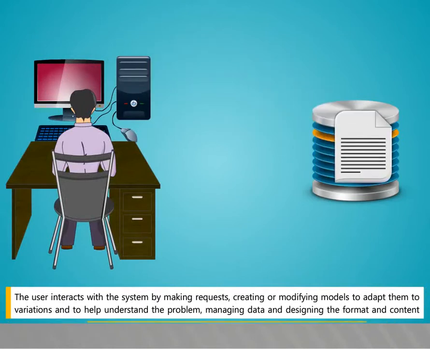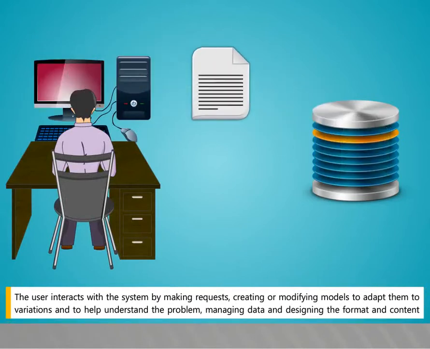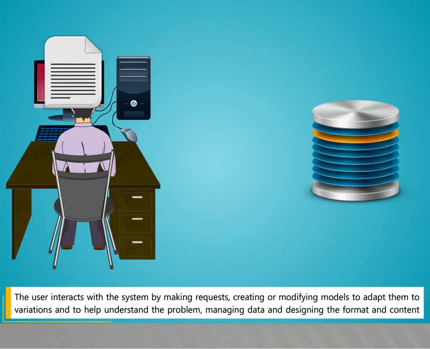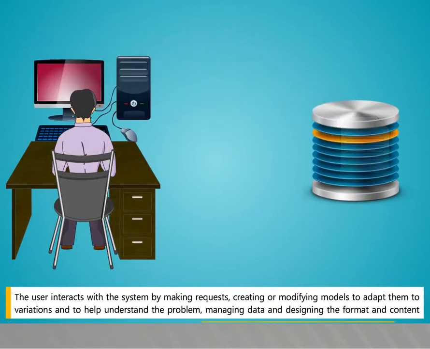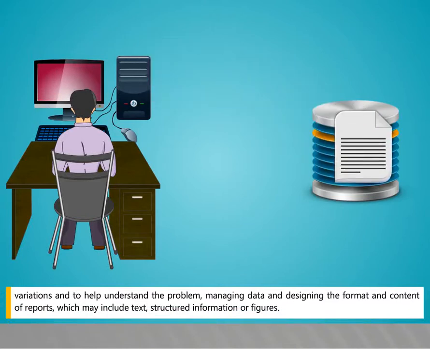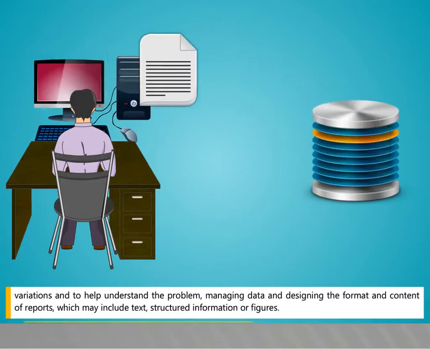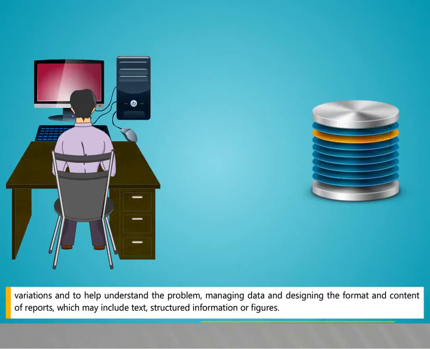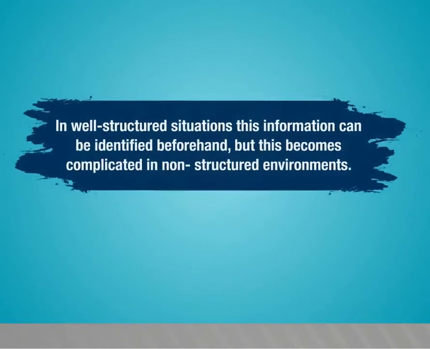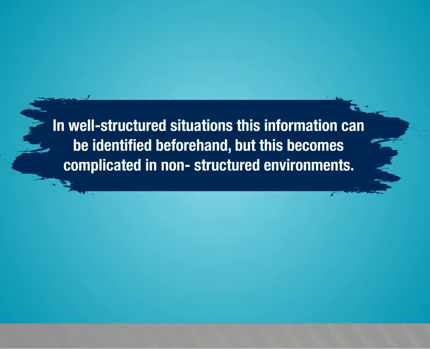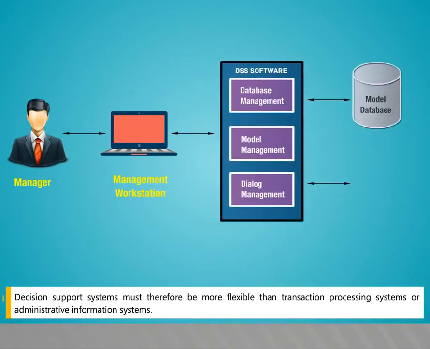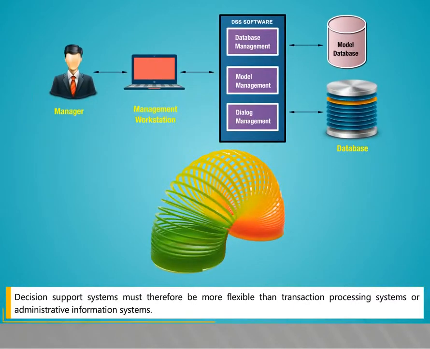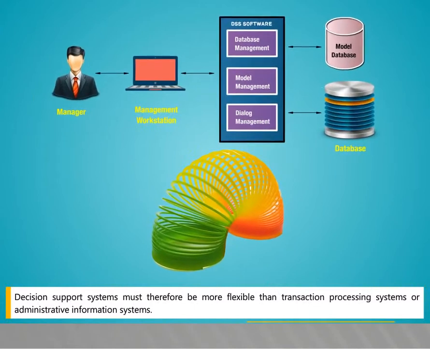The user interacts with the system by making requests, creating or modifying models to adapt them to variations and to help understand the problem, managing data and designing the format and contents of reports, which may include text, structured information or figures. In well-structured situations, this information can be identified beforehand, but this becomes complicated in non-structured environments. Decision support systems must therefore be more flexible than transaction processing systems or administrative information systems.